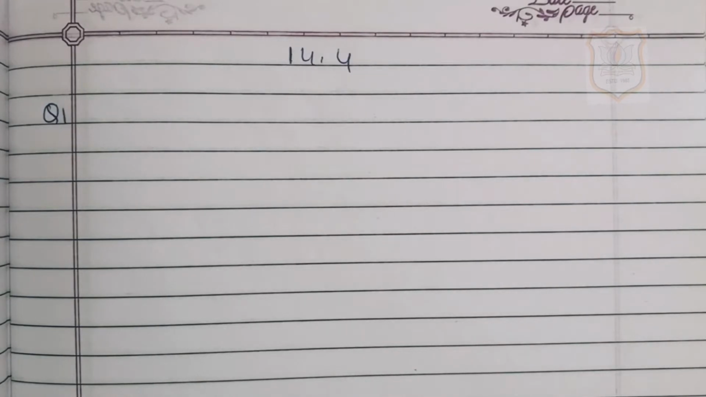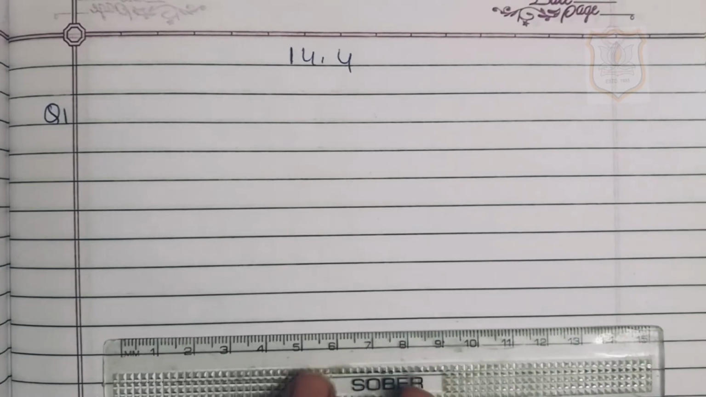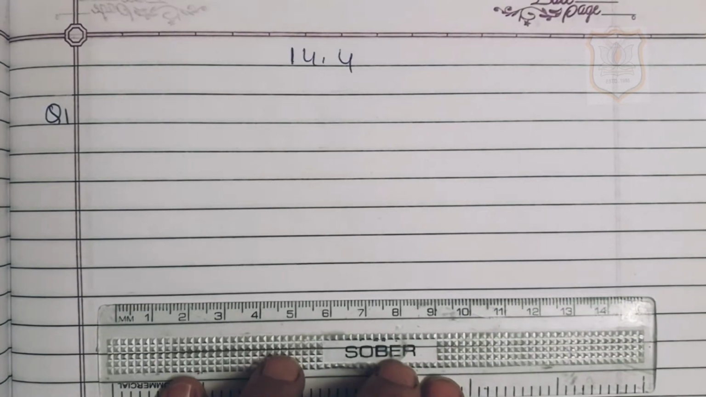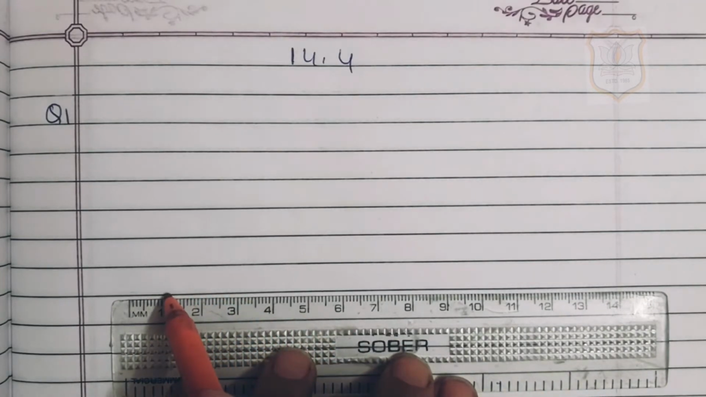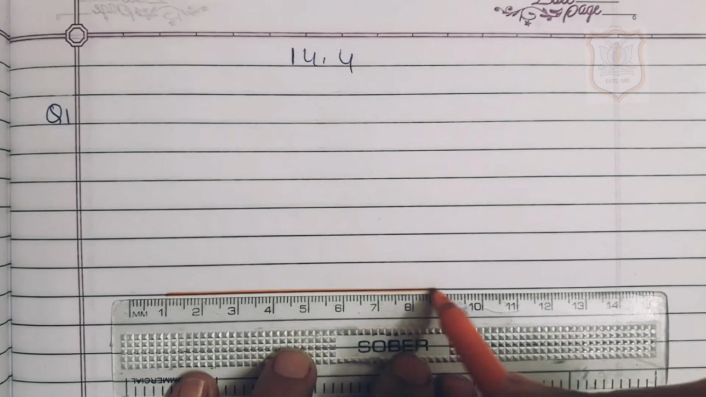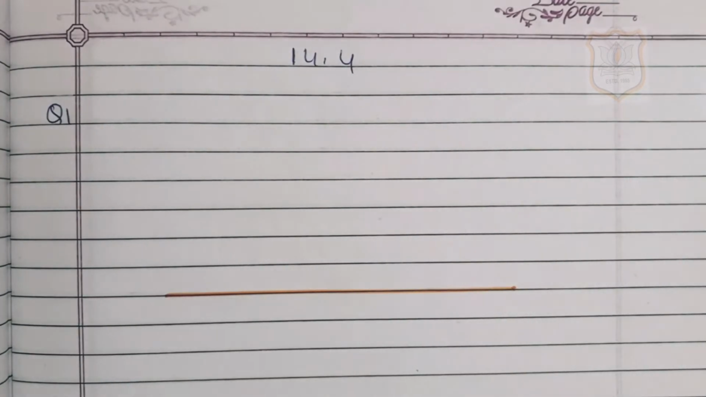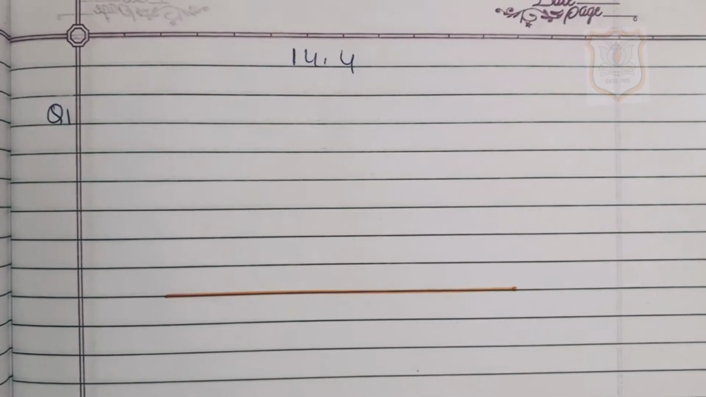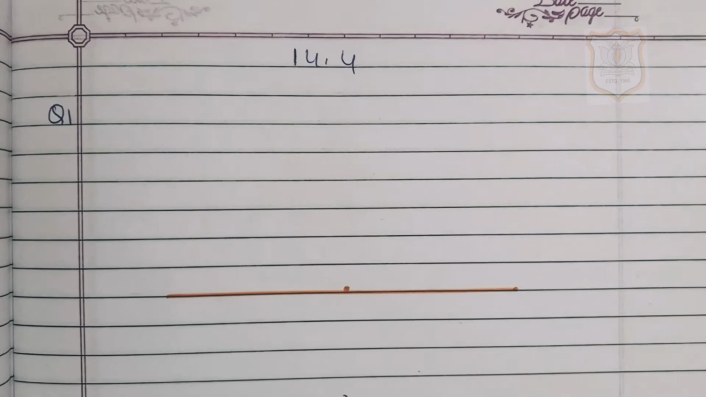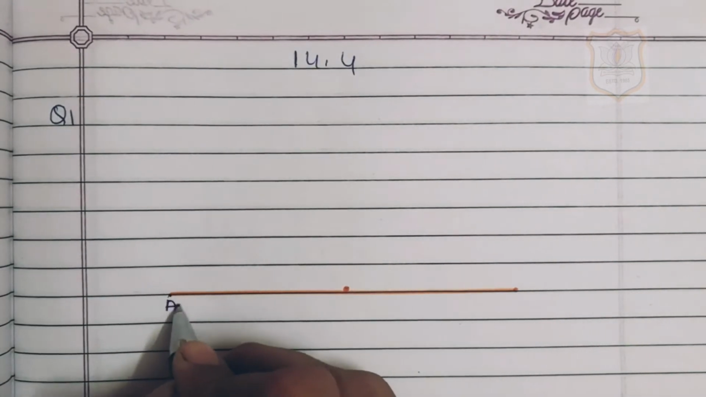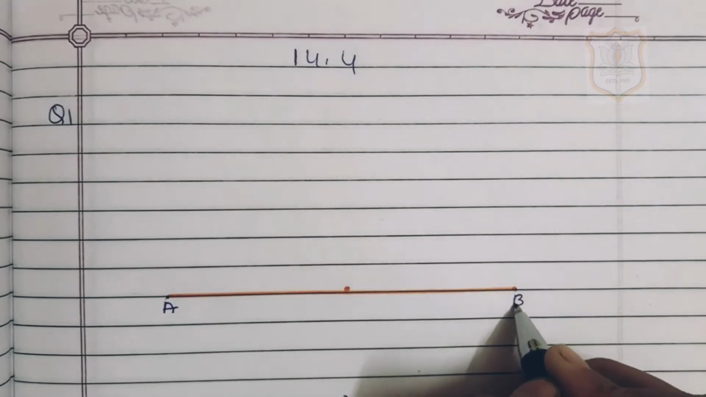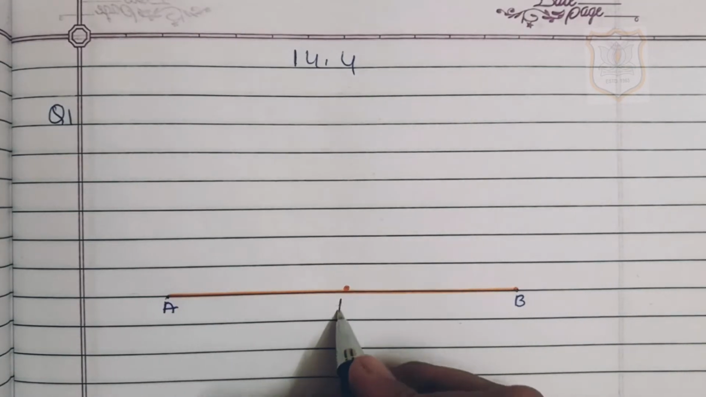Solution for question number 1. Step number 1 is draw a line segment AB and mark a point M on it. Students, with the help of a ruler, we have to draw line segment AB. In this way we have to draw a line and we will name it as A and B, and we have to mark a point M on it.